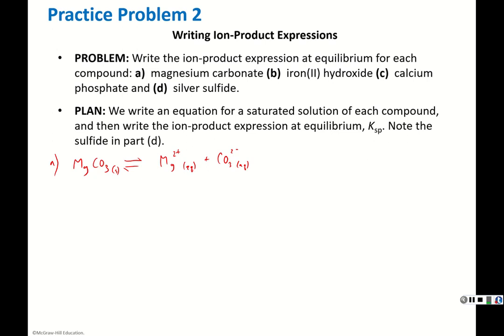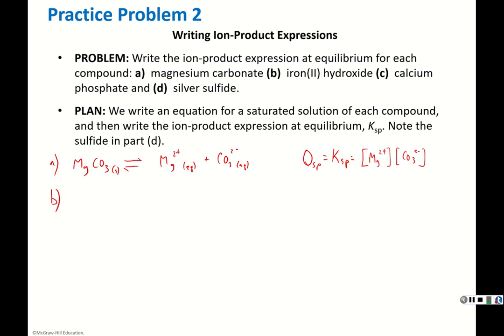And then we're going to write the ion product expression, QSP, at equilibrium, right? So remember, at equilibrium, that equals KSP. That's just kind of semantics. The way we calculate them is the same. It's just going to be the product of the concentrations multiplied by each other. So here we have Mg2+ multiplied by CO3 2-. Okay, pretty simple.